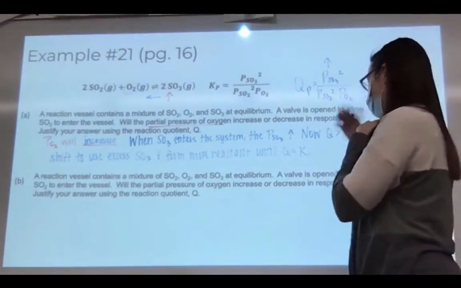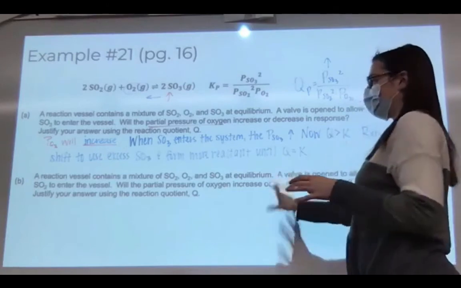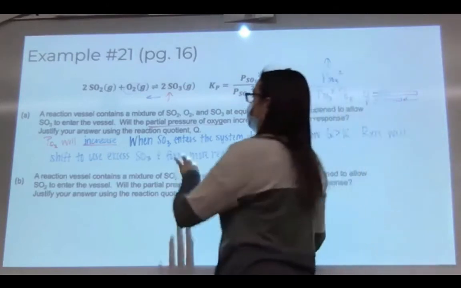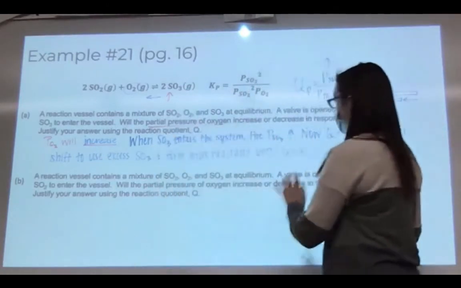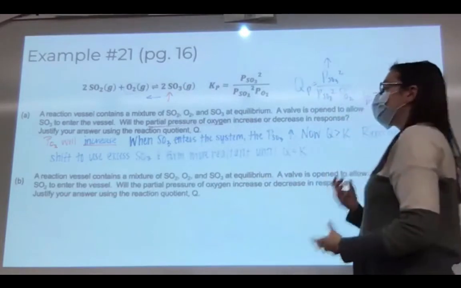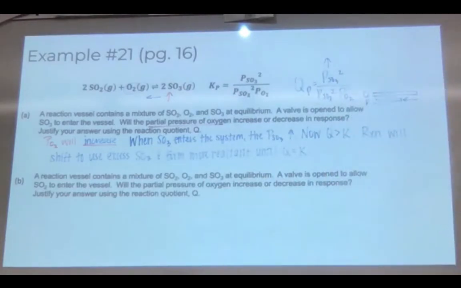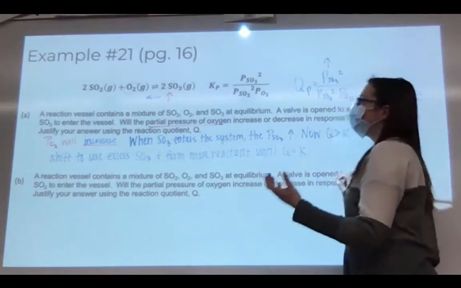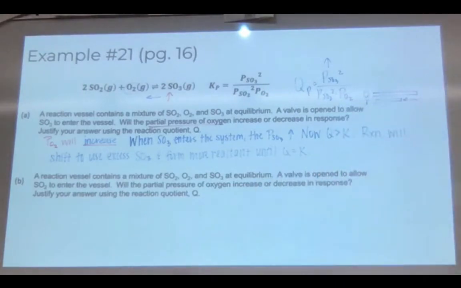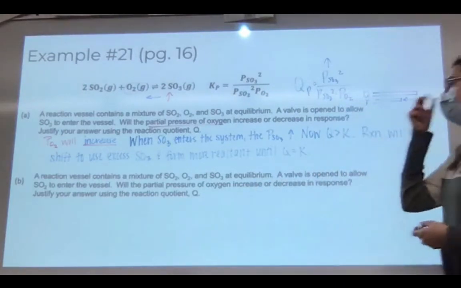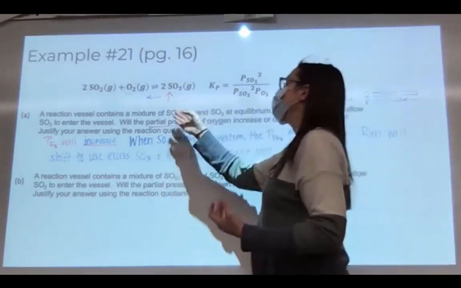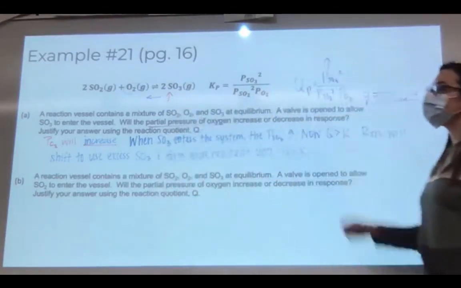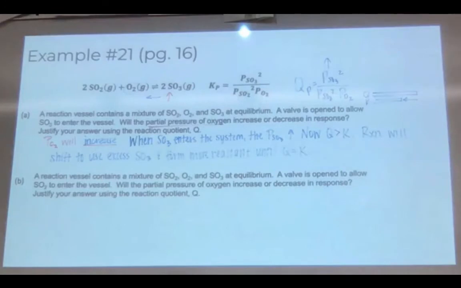Okay, so I'm going to read through this again, and then we'll go through part B. So in part A and really in part B too, this is just saying you have something in equilibrium and you are disrupting equilibrium. You're putting a stress on equilibrium. And then it wants you to answer what's going to happen. Are you going to increase or are you going to decrease, in this case, oxygen? Now, it specifically says justify your answer using Q.